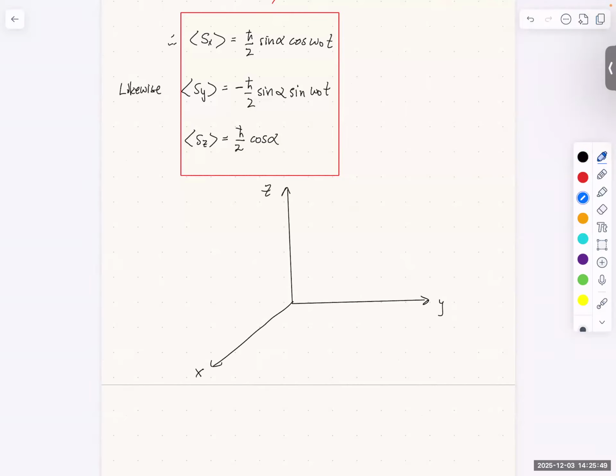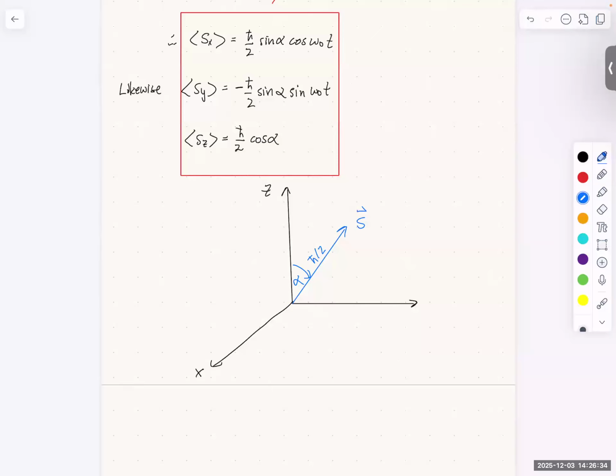Now, for our spin 1/2 particles, the spin vector s has to be 1/2. Can I get this to be straight? Okay, let's make it straight. Okay, so I'm going to draw a spin 1/2, and I'll draw it something like this. So this is our spin vector. It has a length of h bar by 2, and I'm going to draw an angle alpha with respect to the z-axis.